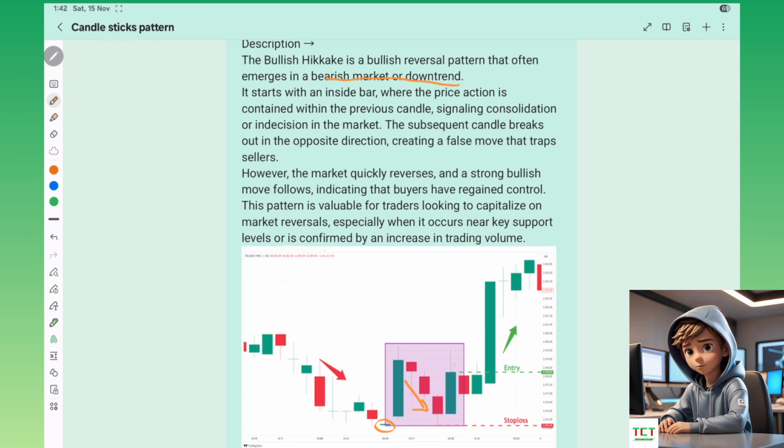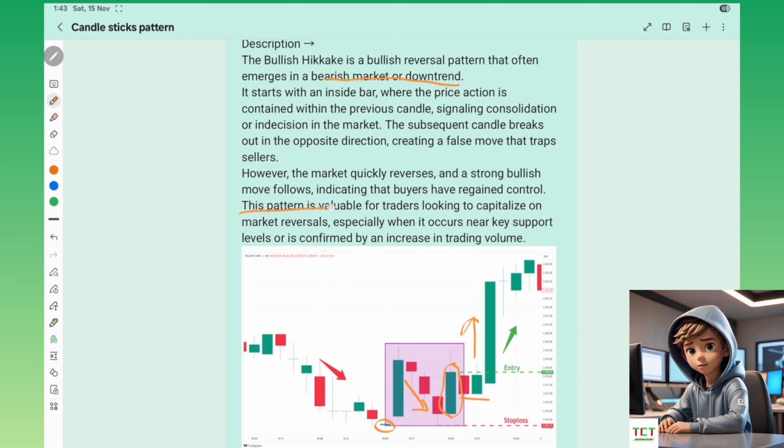But here's the trap. The market quickly reverses. Instead of continuing down, it shoots back up, creating a strong bullish move. All those sellers who entered positions get trapped. The bullish hikkake is a bullish reversal pattern that often emerges in a bearish market or downtrend. It starts with an inside bar showing consolidation. Then the subsequent candle breaks out in the opposite direction, creating a false move that traps sellers. But the market quickly reverses with a strong bullish move.